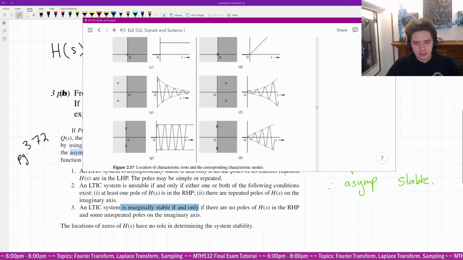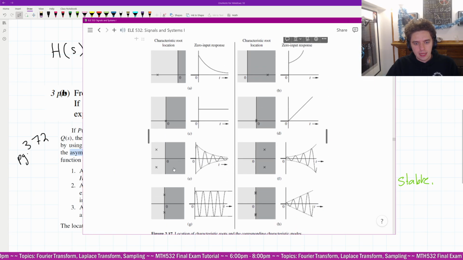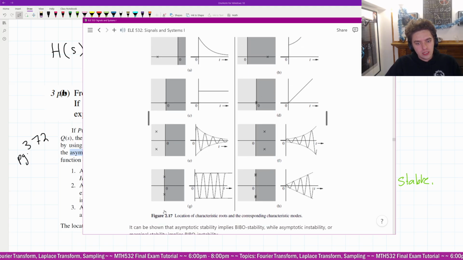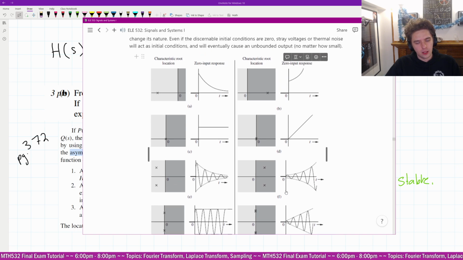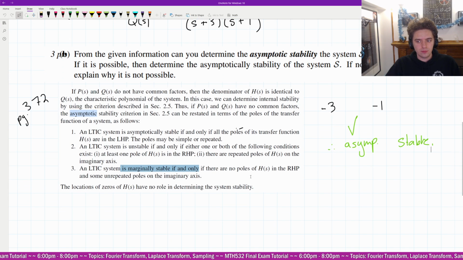So we got to think back to this here, right? To recap the rules. If both zeros are in the left-hand plane, then it's going to decay, so it's stable. If they're both in the right-hand plane, or if any are in the right-hand plane, it's going to undecay. So it's going to be asymptotically unstable. Then you have these special cases, which are annoying. If you have unique roots on the imaginary axis, that's fine. If you have repeated roots on the imaginary axis, that's not fine. Otherwise, that's basically it. So this particular question is asymptotically.